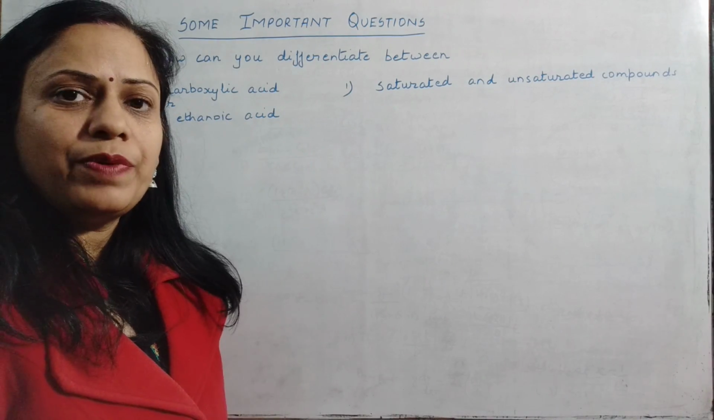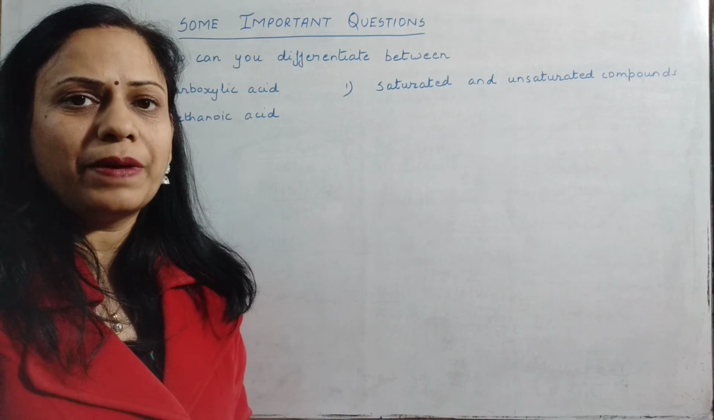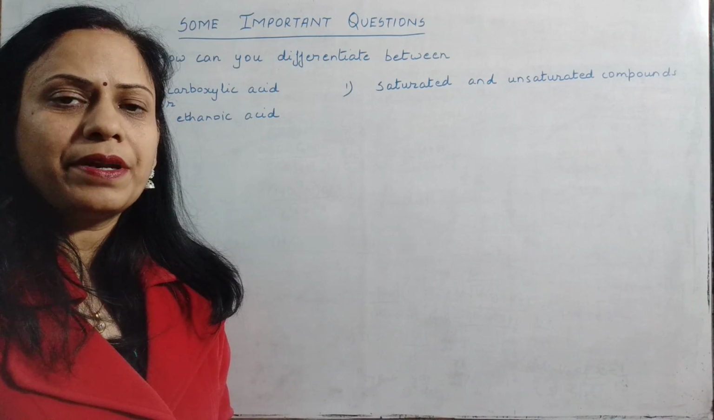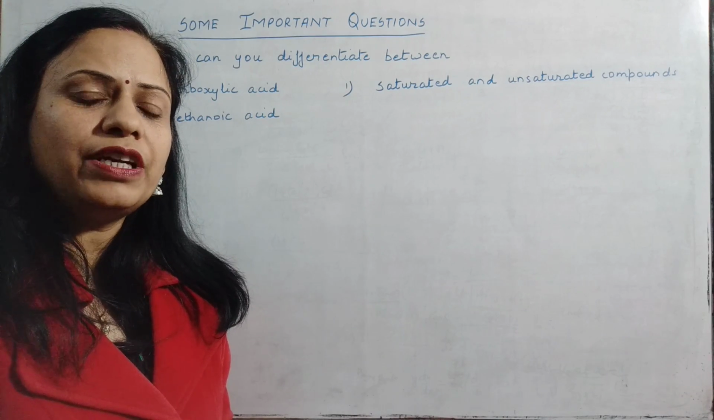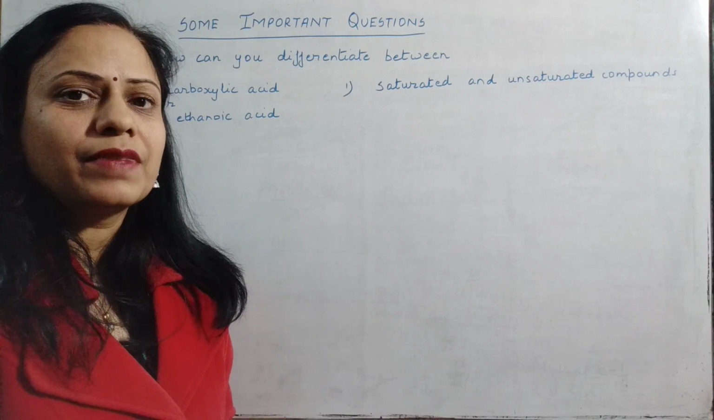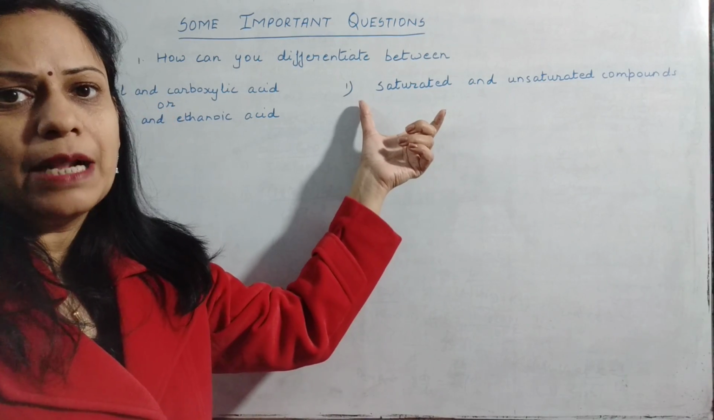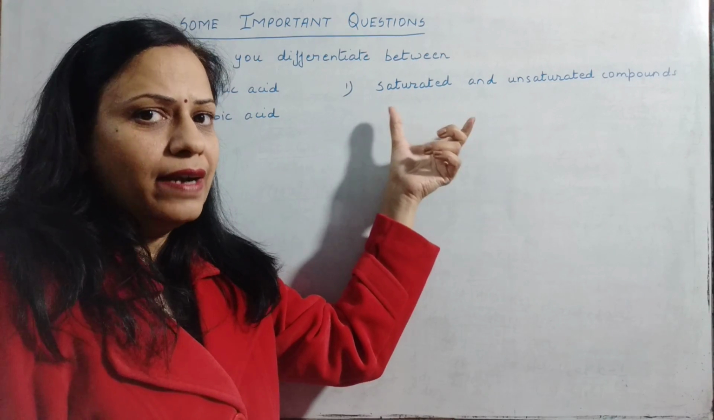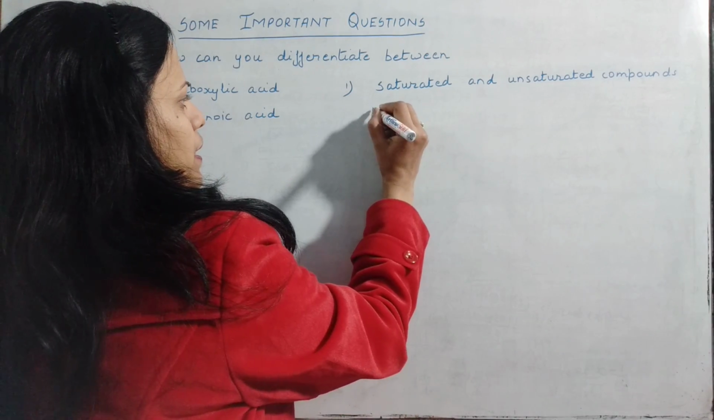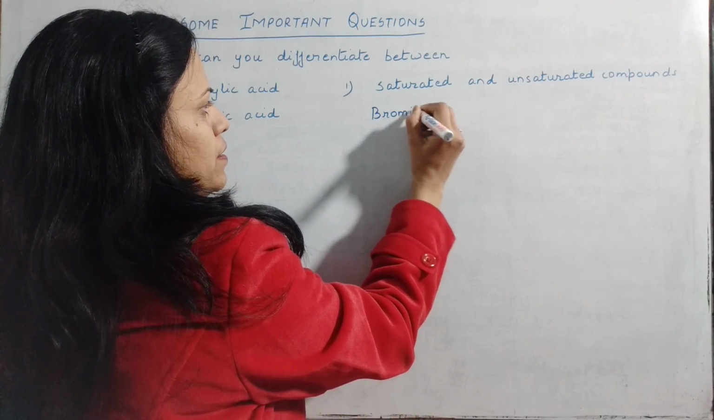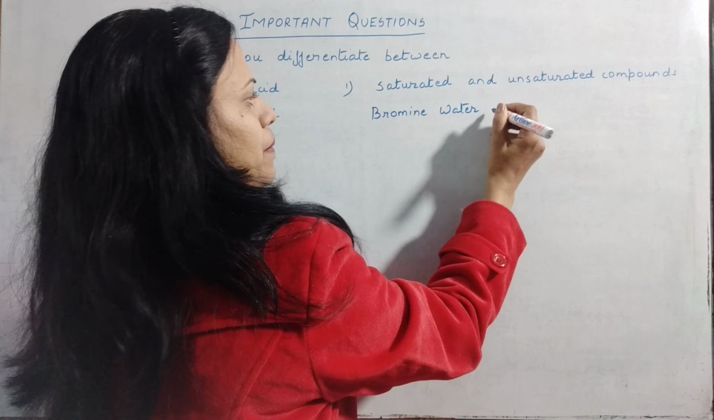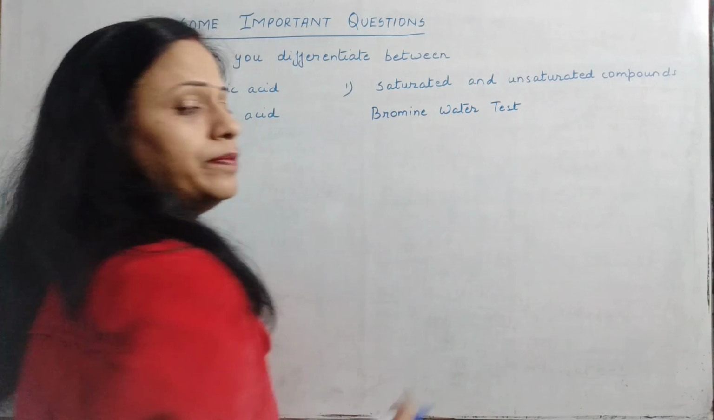How can you differentiate between saturated and unsaturated compounds? In my previous videos, I have discussed the chemical properties of carbon compounds. Over there, I told you the difference between addition reaction and substitution reaction. So that very property helps us to find the difference between saturated and unsaturated compounds. The test is known as bromine water test. So using this bromine water test, we can find out whether the given compound is saturated or unsaturated.